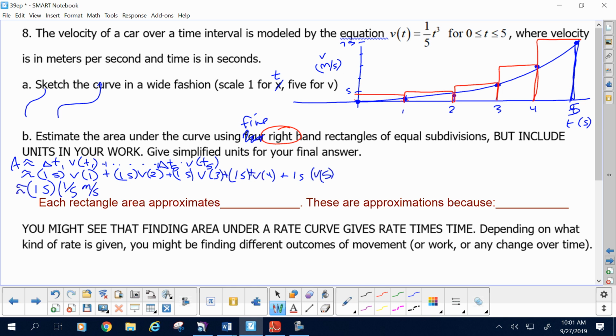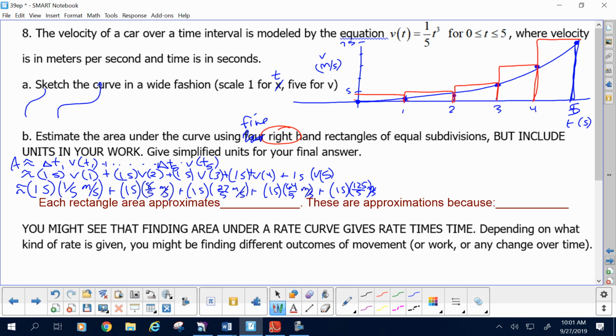1/5 meters per second. Then 1 second times what's V at 2? 8/5 meters per second. Then 1 second times what's V at 3? 27/5 meters per second. Then 1 second times what's V at 4? 64/5 meters per second. And then 1 second times V at 5 is, I know it's 25, but I'm going to go 125/5 meters per second. All right, cool.